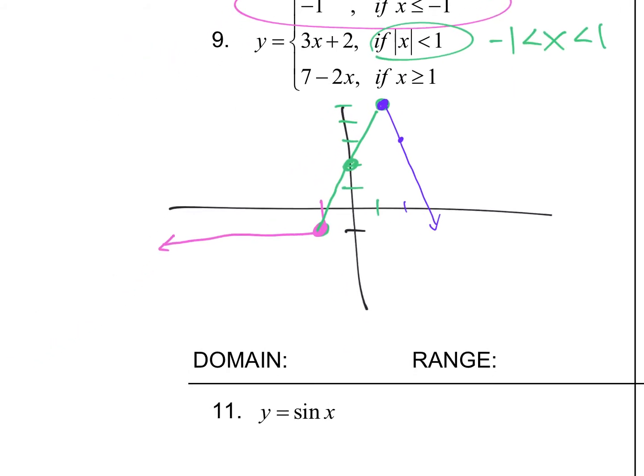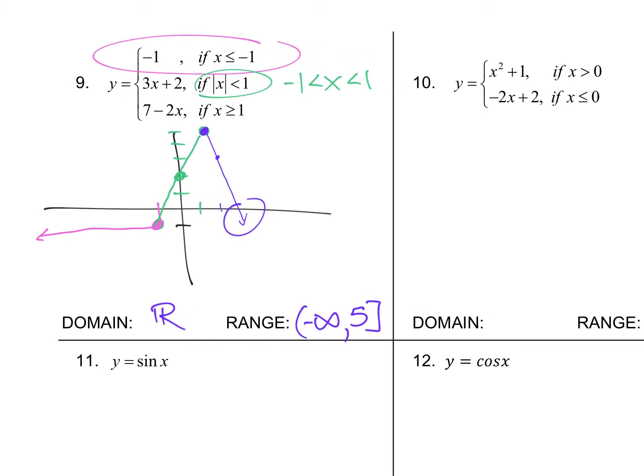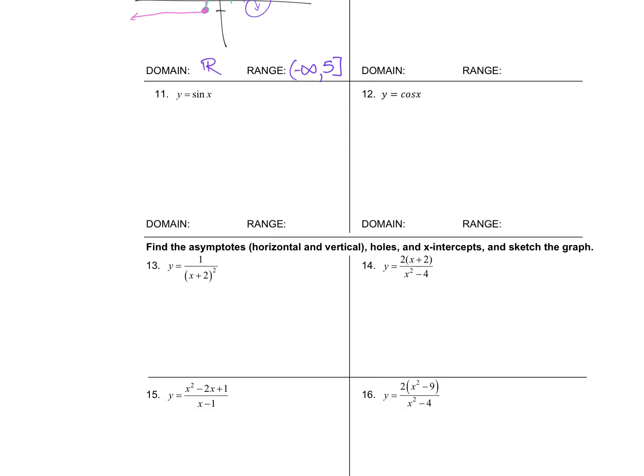So on that one, my domain then would be all real numbers because it goes all the way to the left, all the way to the right. Range, this piece keeps going down, right? So -infinity up to that y value of 5. Okay. And then the other one I heard on this page was 16. Is that correct? Okay. So 16 on this page.